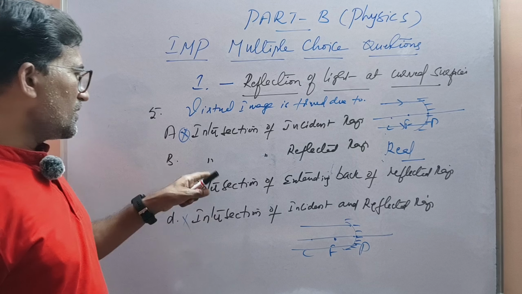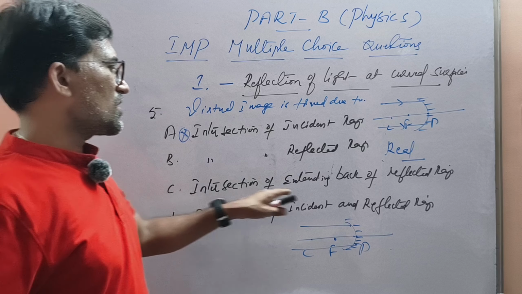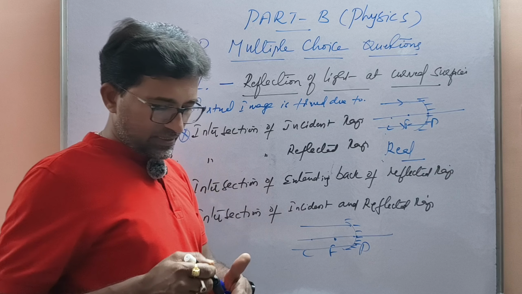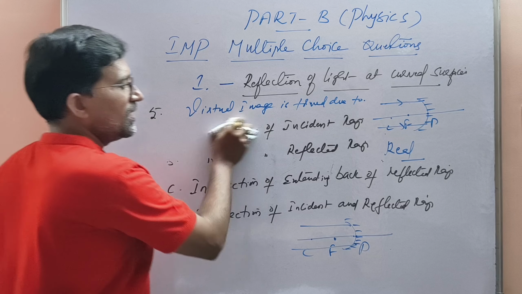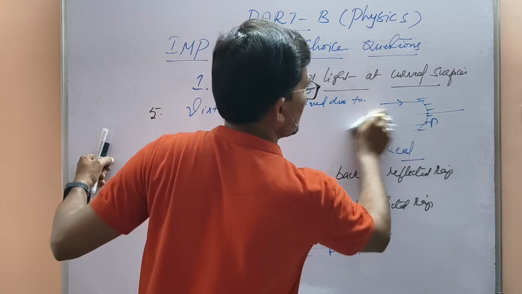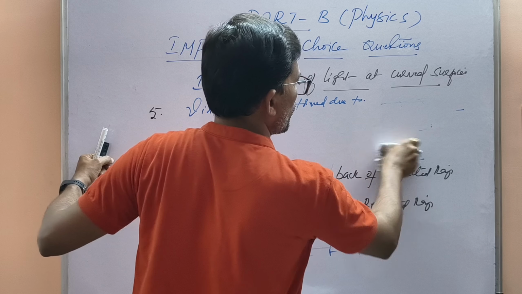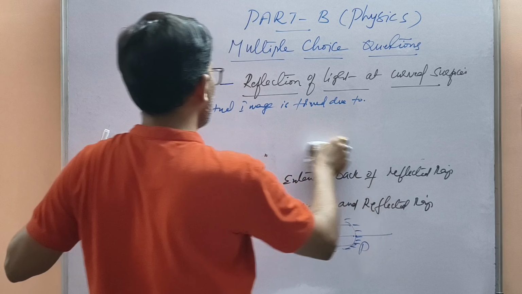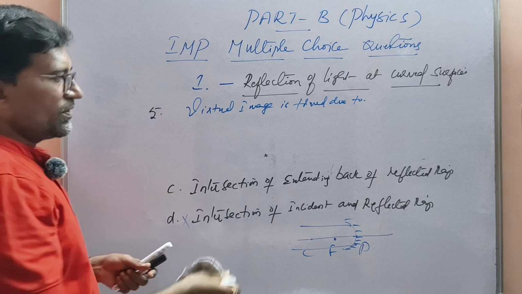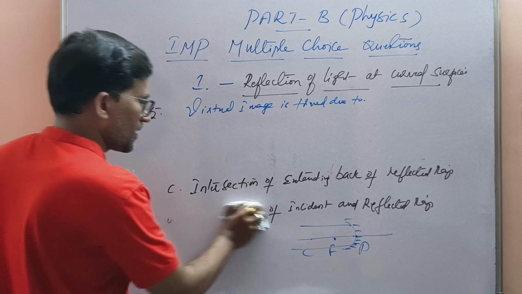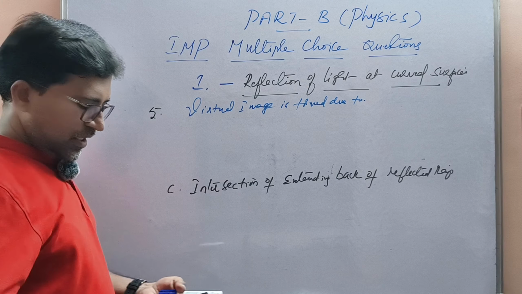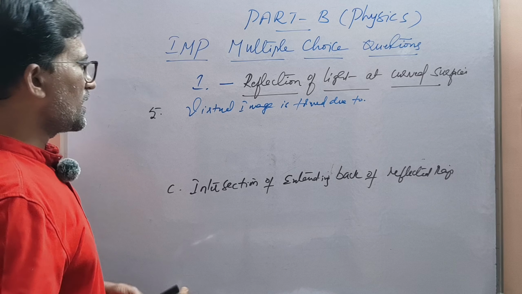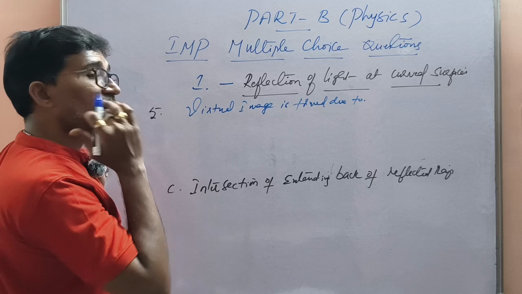And ultimately option C is intersection of extending back of reflected light rays. That is the right option, but I will explain this by drawing one simple diagram using both concave and convex mirrors. Then you will understand more clearly. The right option for the given question is C. Sir, how is it? Can you explain to us? Yes, definitely. Now, intersection of extending back of reflected light rays.